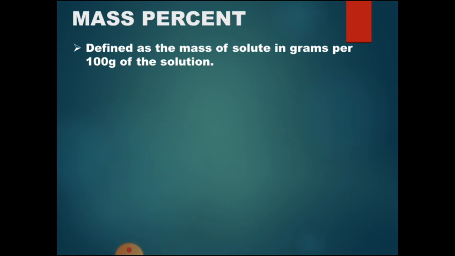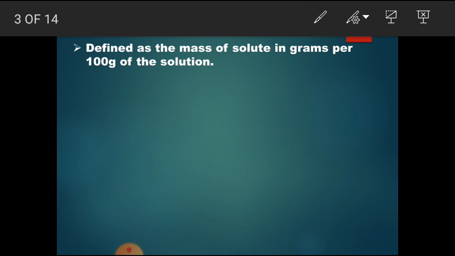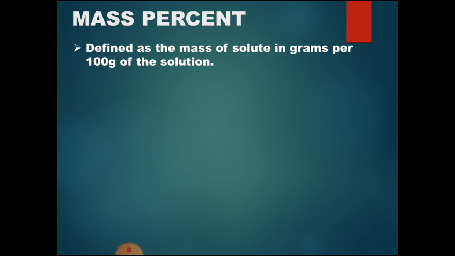When we are asked to define mass percent, it can be defined as the mass of solute in grams per 100 gram of the solution. Now, there's an example to explain this. A 5% solution of sodium chloride. What does it mean? It means that the solution has 5 gram of NaCl present in 100 gram of solution.